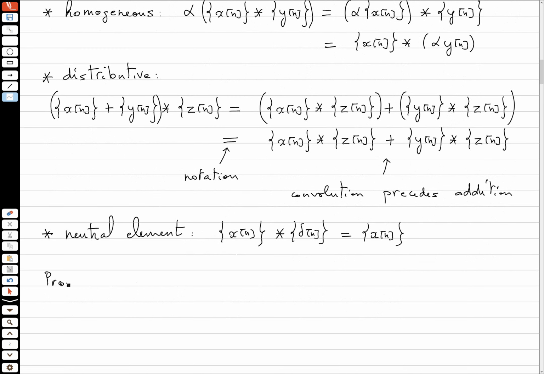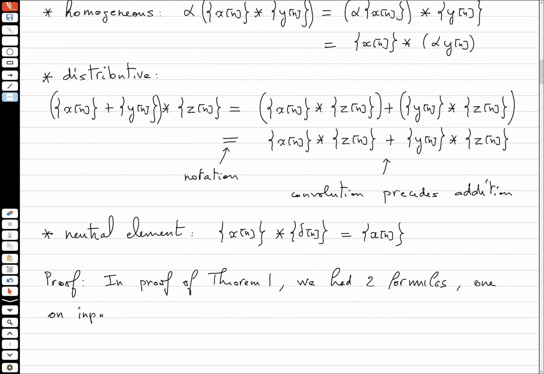Okay, proof this time. Remember that in the proof of theorem 1, we had two formulas, one on the input side and one on the output side.